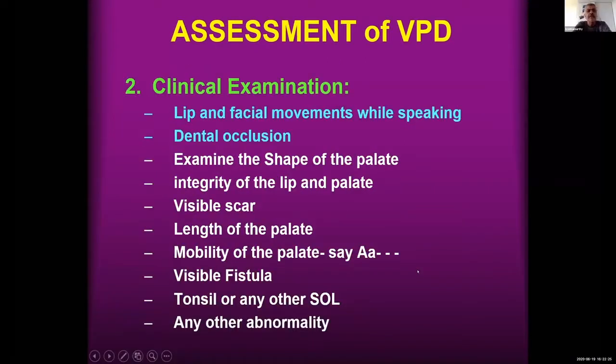Going back to the examination itself, I think Karun had talked about the lips and the dental occlusion.